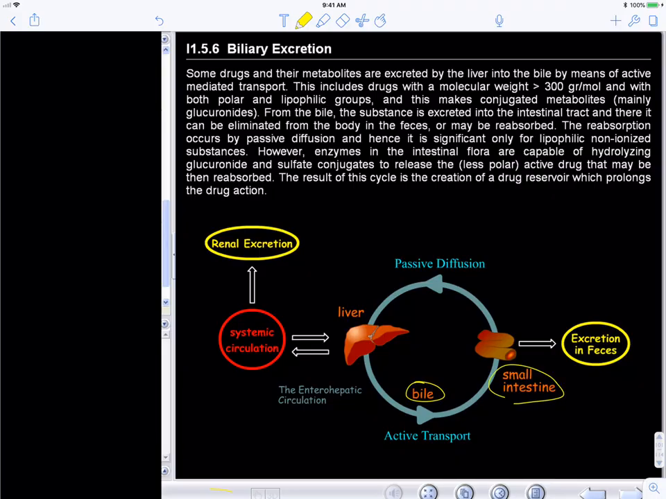Here, the drug can be either excreted in feces, or in the case where it's cleaved off from the glucuronidation, and so it's back in the free form, it can be reabsorbed by passive diffusion into the bloodstream, go through the liver again, and then go through systemic circulation.